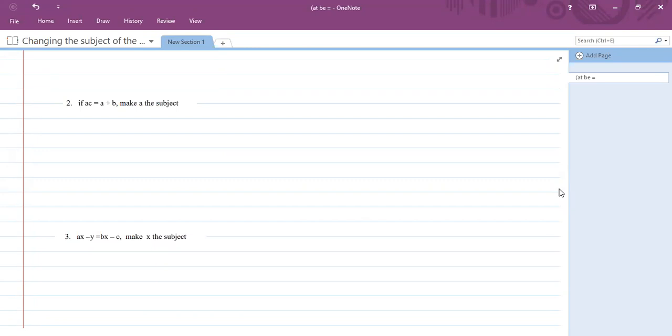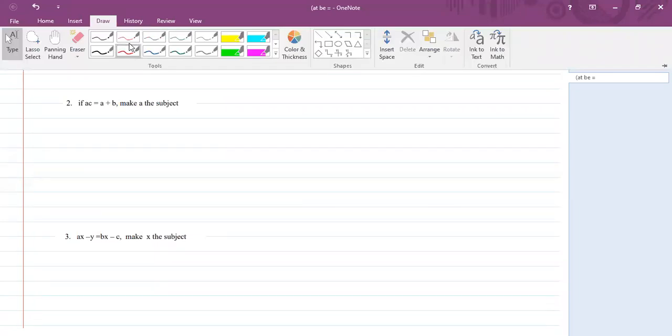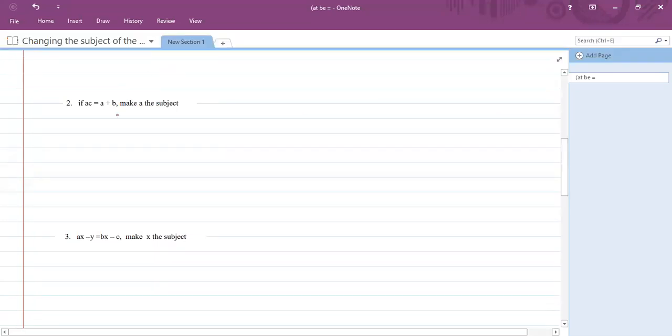For me to make A the subject, what will I do? How can I achieve that? I want to make A the subject. Look at it. We want to make A the subject here. So the question is this: if I want to make A the subject, how do I get all the A at one side? So we have AC is equal to A plus B, right?